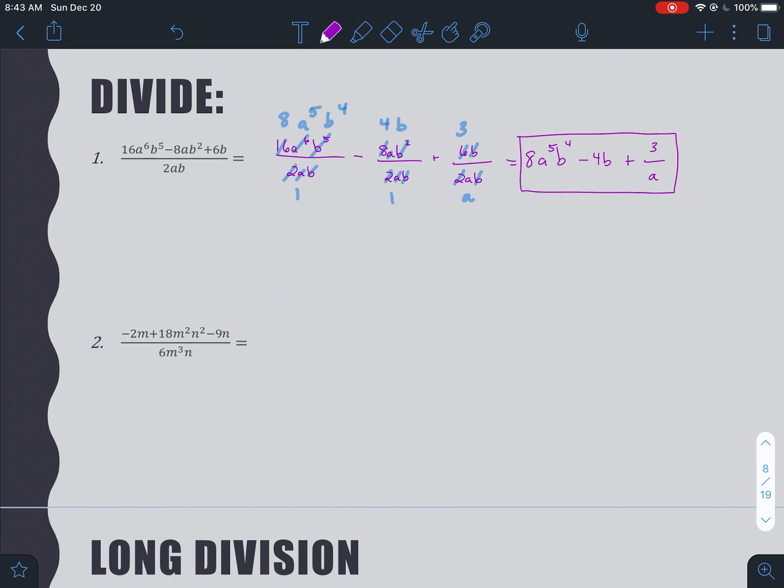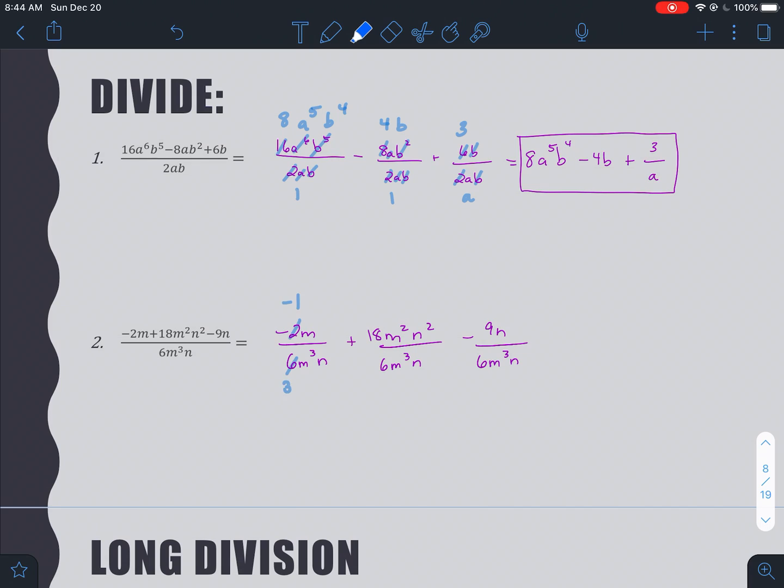All right, why don't you pause the video and try number 2. So break it up into 3 fractions and reduce. All right, so we have negative 2m over 6m to the 3rd n plus 18m squared n squared over 6m cubed n minus 9n over 6m cubed n.